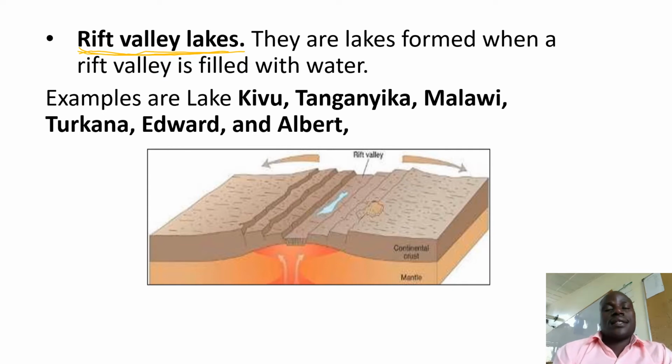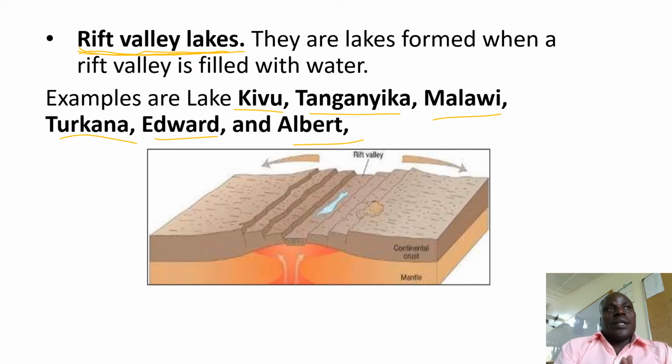These are lakes formed when a rift valley is filled with water. A rift valley is a depression between two escarpments. When it is filled with water, a rift valley lake is formed. Examples of rift valley lakes: we have Lake Kivu here in Rwanda, Tanganyika, Malawi, Turkana, Edward, and Albert, plus other examples.